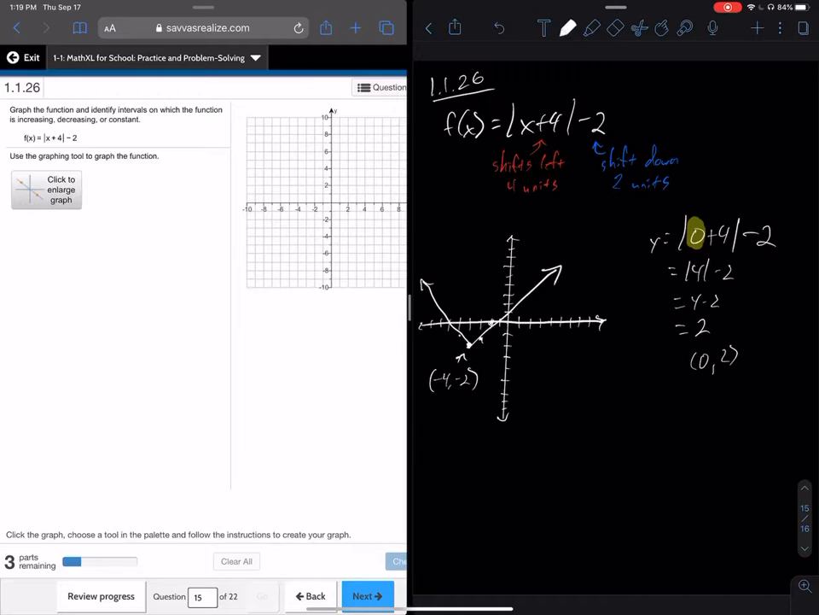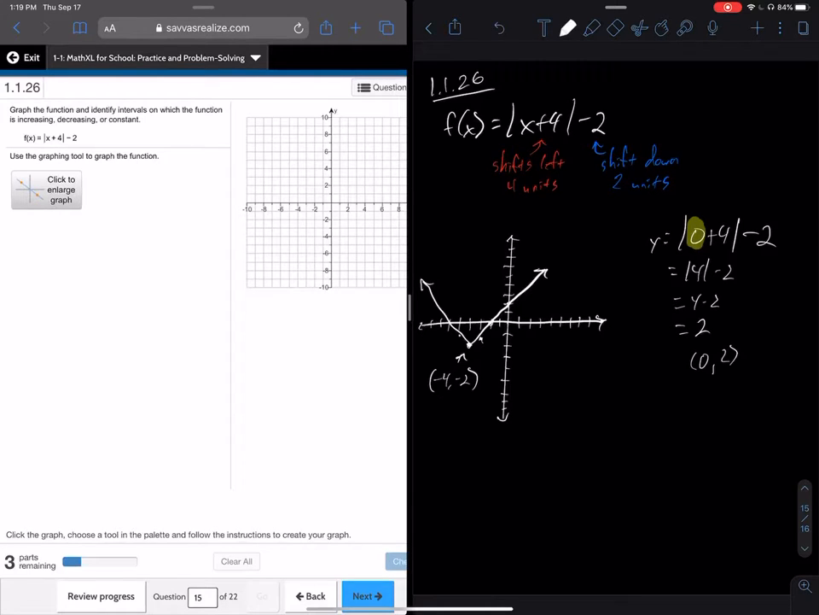This line here should actually go through 0, 2. Should look a little bit more like that. All right, but you get the idea. Plug in any value you want for x, and then you'll be able to solve the rest of that.